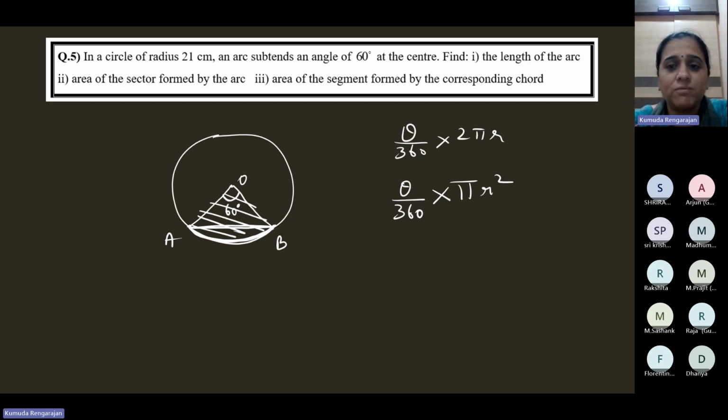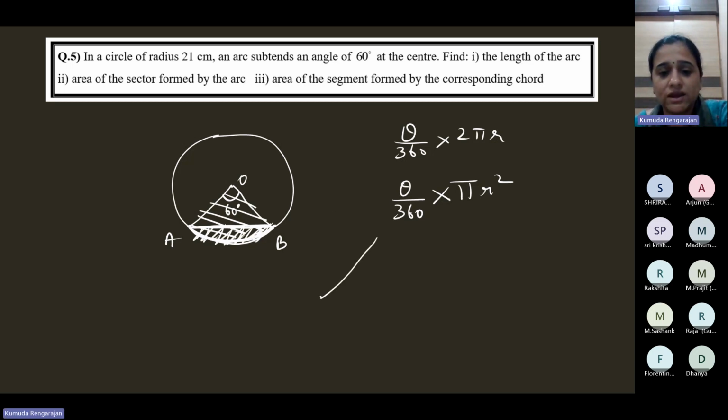Area of the segment formed by the corresponding chord. The arc is AB. A and B are the ends of the arc. Join the points A and B, so you get a line segment, and this line segment is the chord to the circle, or the chord made by the corresponding arc. So we need to find the area of the segment. This one, this is the area of the segment. We need to find this area.